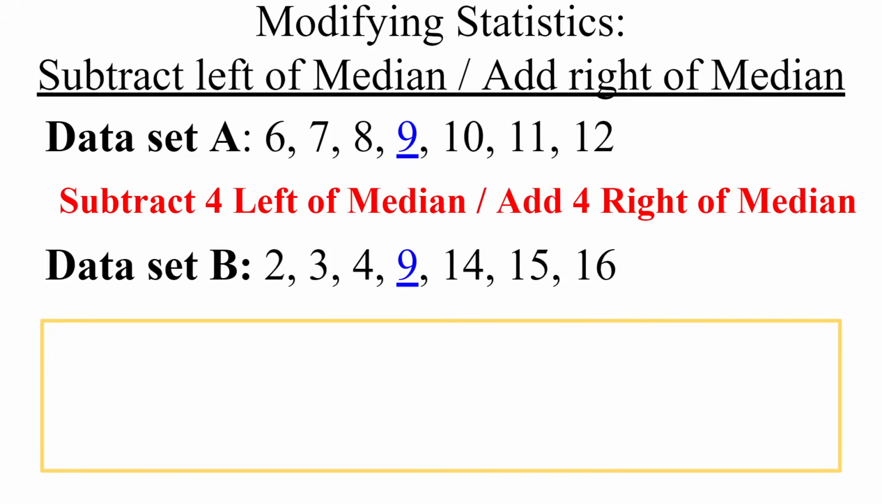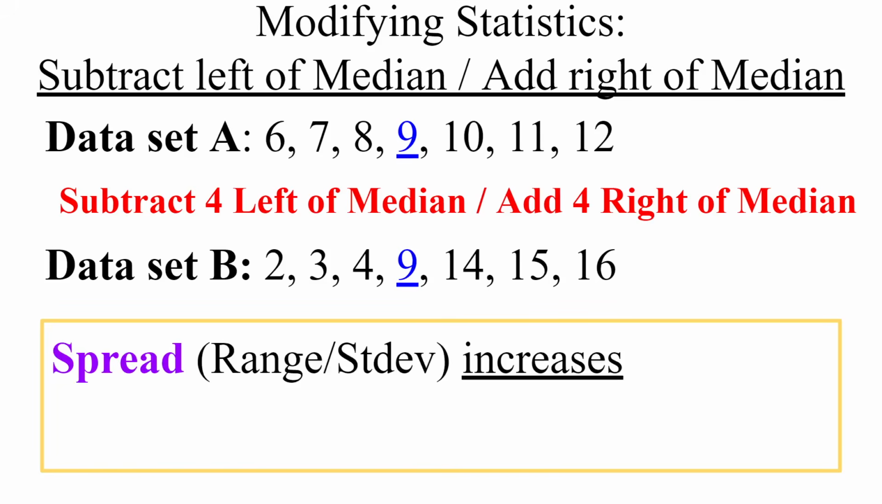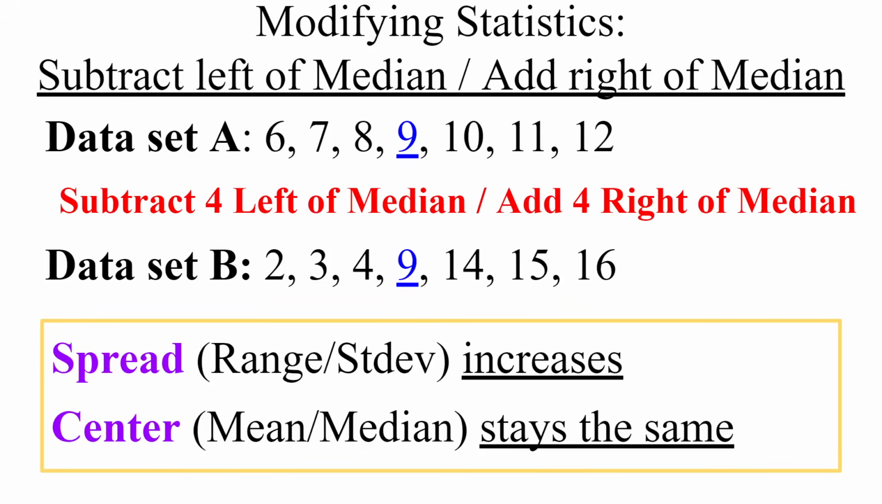So these numbers are now more spread out. So the spread will increase. And the center, it's still symmetrical. We have the same sum. We have the same mean and the same median. So the center will stay the same.